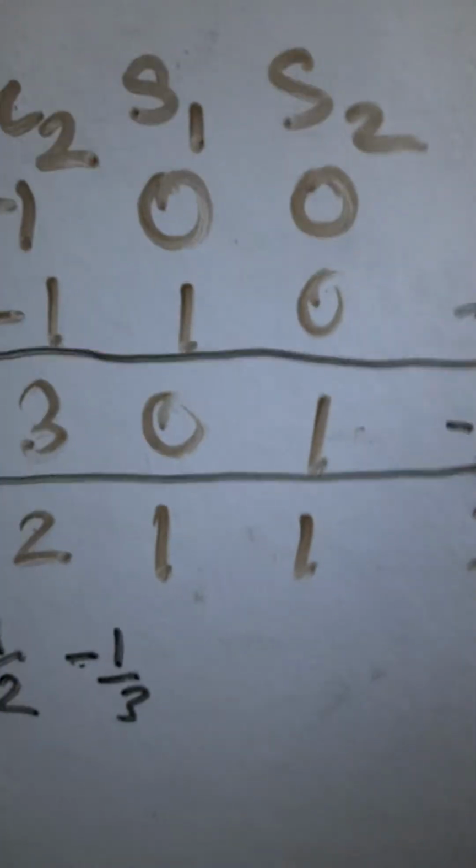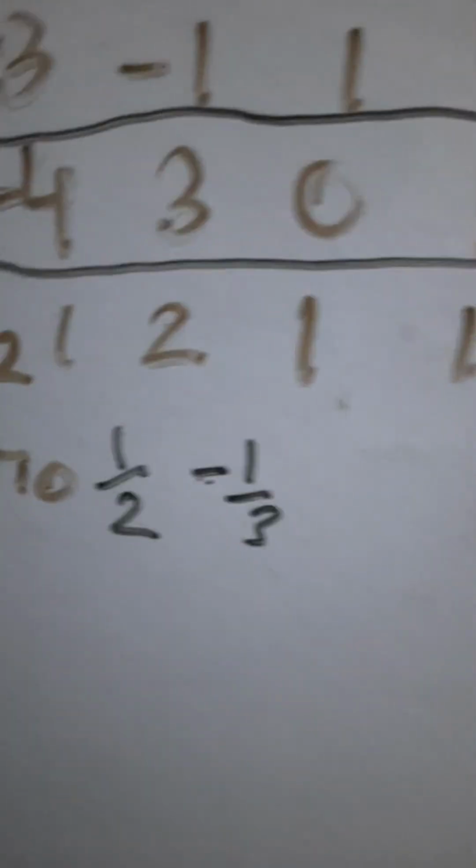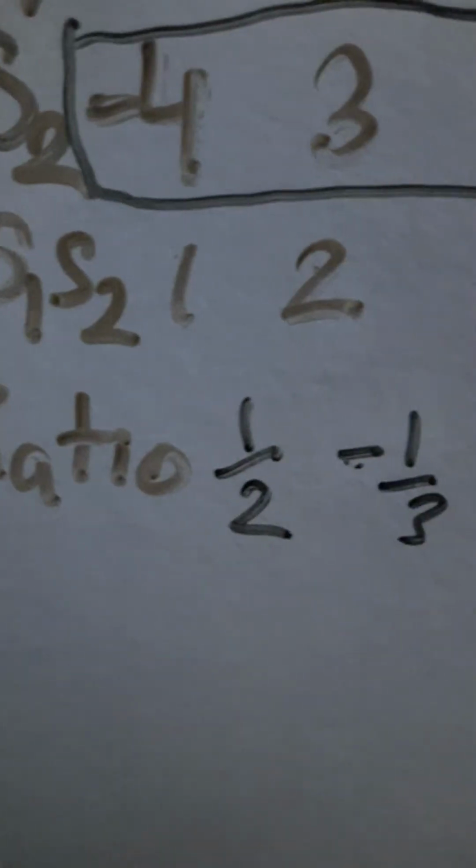So minus 1 by 3 is minus 1 by 3. 0 by 1 is 0, and 0 by 0 is 0 somehow. We don't need to even write it. 0 by 1 is 0, still we don't have to write it because we won't consider it. And 0 by minus 6 is still 0, we aren't writing it. So minus 1 by 3, 1 by 2. So which is the smallest positive number? This one, okay? So this is the key column, okay?